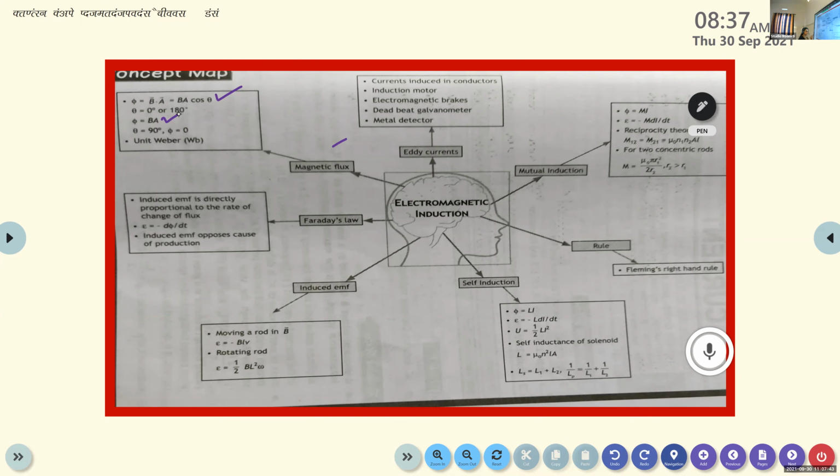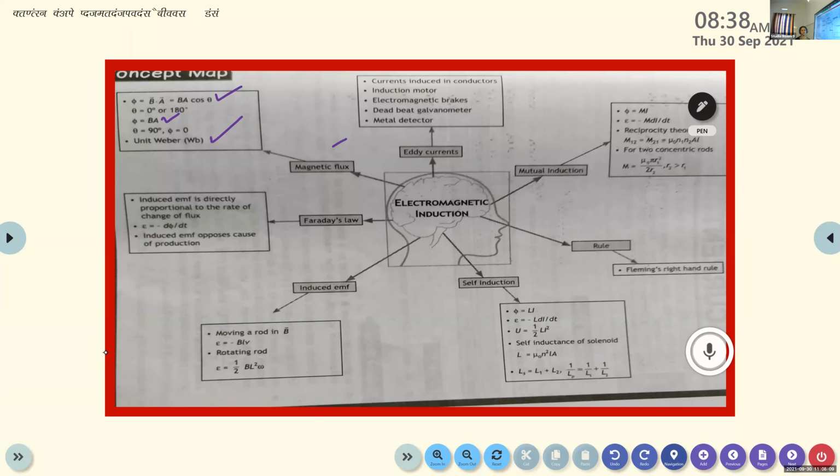So if the magnetic field and area of cross section are parallel or anti-parallel, we can say that the flux is maximum. Phi is equal to BA. But if they are mutually perpendicular to each other, the magnetic flux phi is equal to 0. And here you can see the unit of magnetic flux. It is Weber, represented by Wb. It's the unit of magnetic flux.